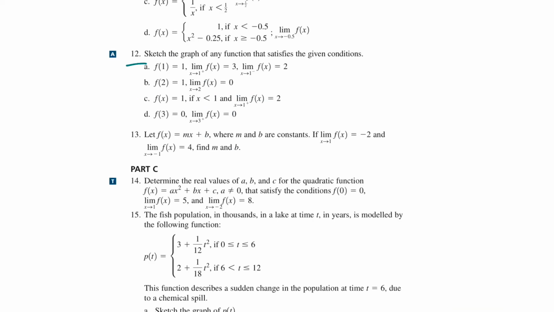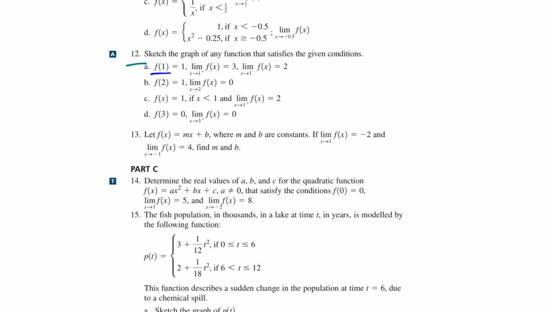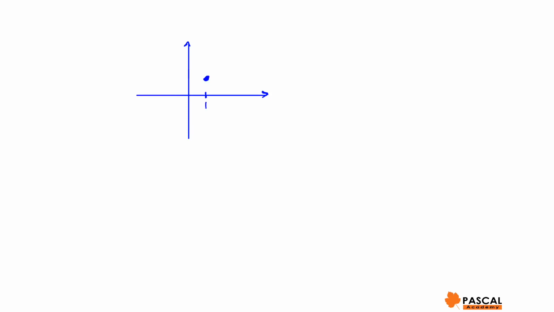We are talking about the graph of the function around 1. F of 1 is 1. So we have a point, f of 1 is 1. Limit of f of x as x approaches 1 from right side is 3 and left side is 2.